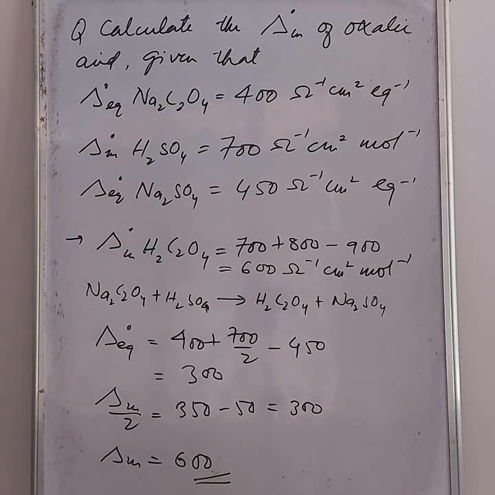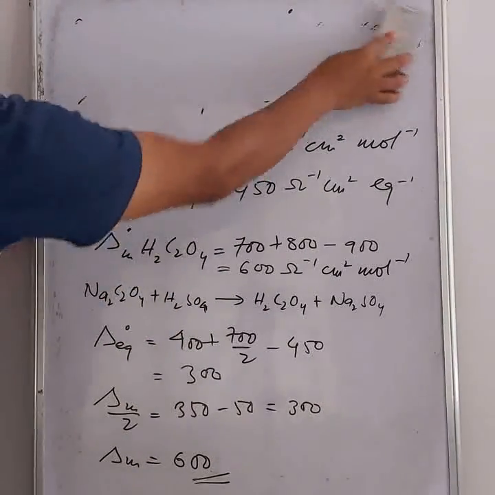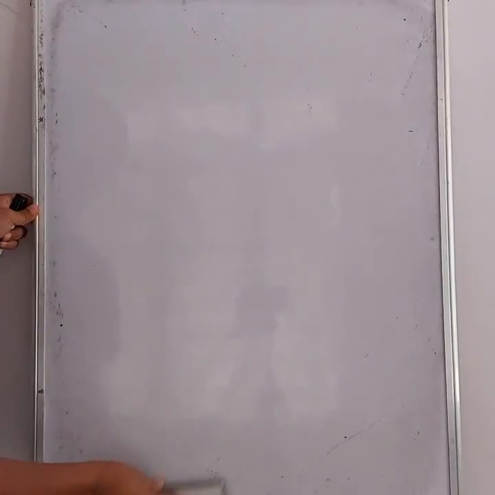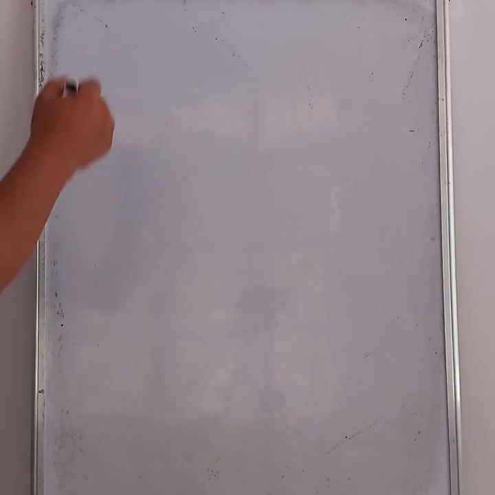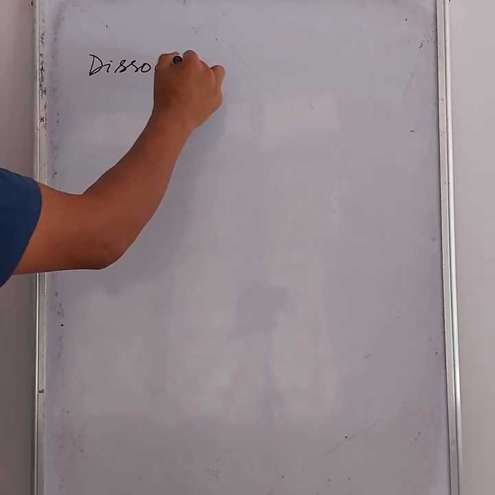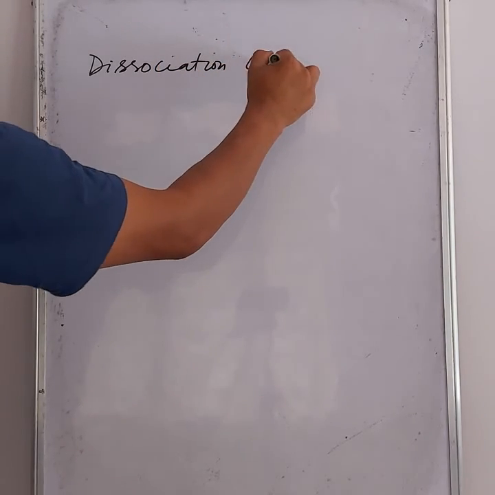So there are some applications of Kohlrausch's law. The applications are given in your book also. One of the applications of Kohlrausch's law is the calculation of the degree of dissociation, or simply put, the dissociation constant.